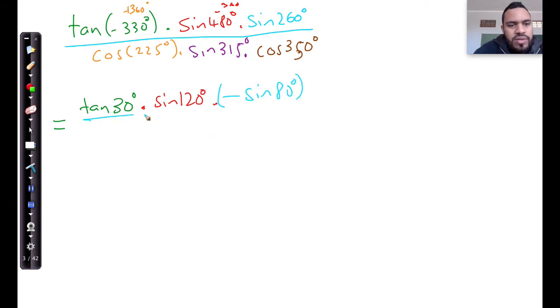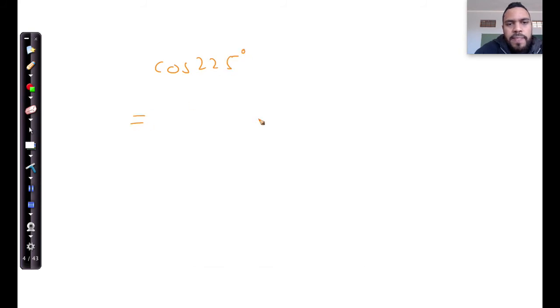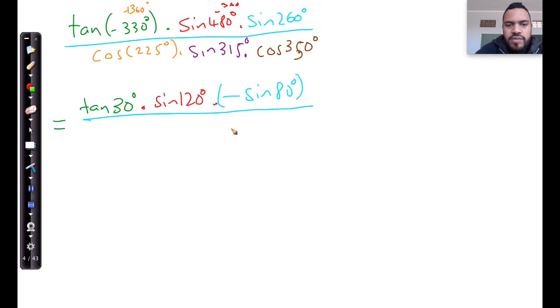Divided by cos of 225, also very interesting. 225 degrees is again in the third quadrant, and cos in that quadrant is negative, so it's going to be negative cos. Solving for what goes in there, the reduction formula for this quadrant is 180 plus theta, so 225 minus 180 gives me cos of 45 degrees. So that's negative cos 45 degrees, multiplied by sine of 315.